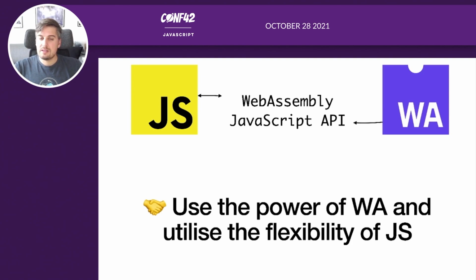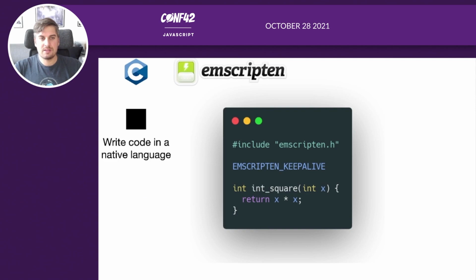So the question is, how do you actually create a WebAssembly module? What is the process that you need to go through if you want to use the WebAssembly JavaScript API and do something in WebAssembly? What would that look like? So here's a simple example for you.